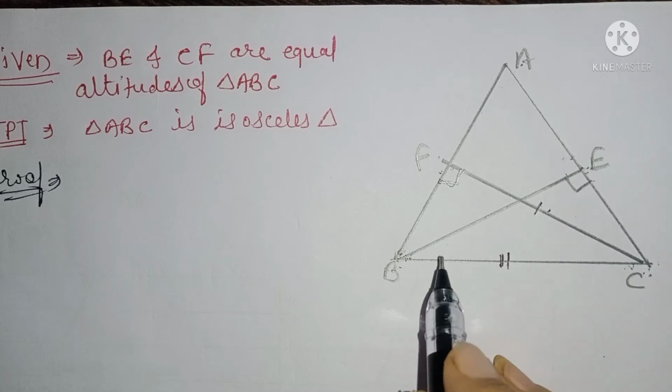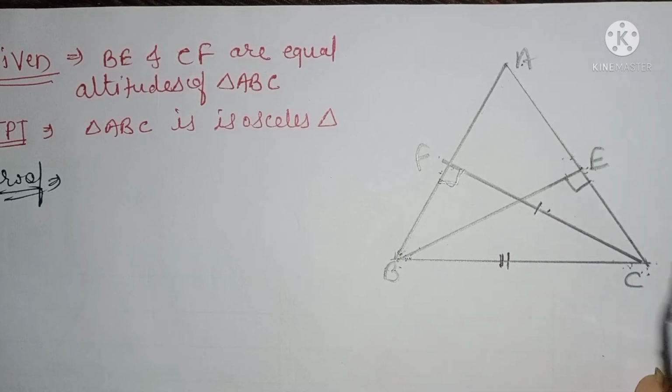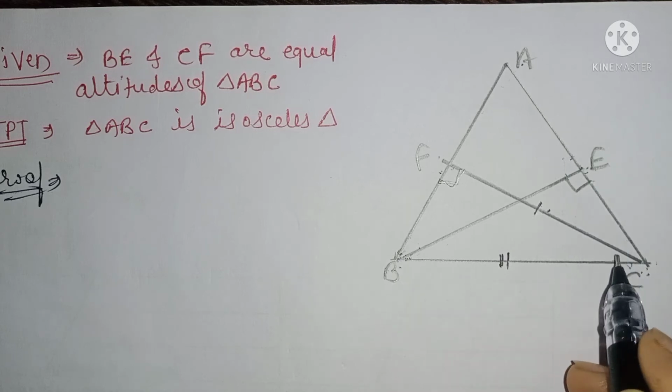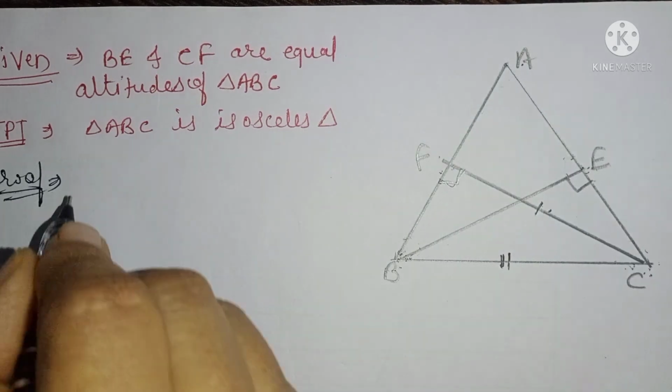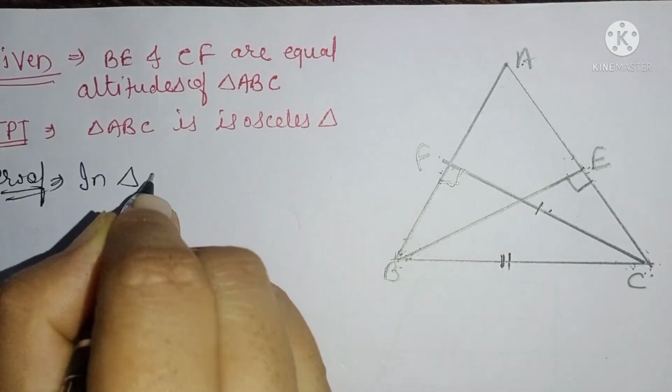Okay, and hence we can write angle B is equal to angle C by CPCT. And since the angles are equal, the sides opposite to equal angles are equal. So we can write AB equal to AC and hence triangle ABC is an isosceles triangle.